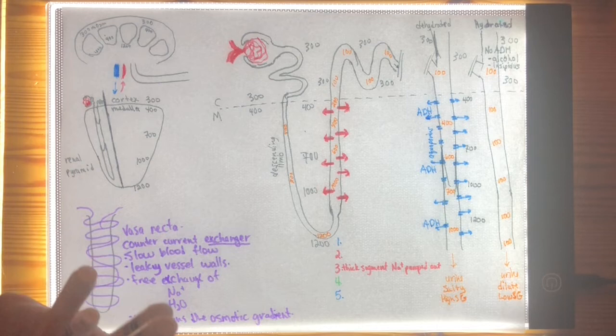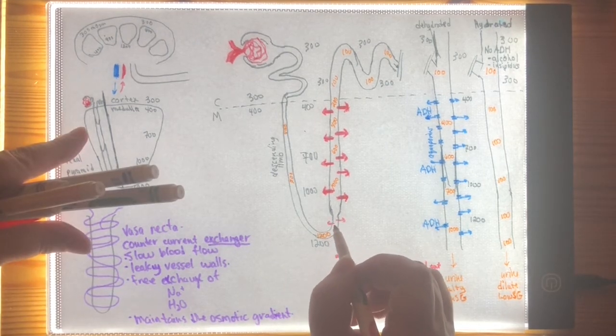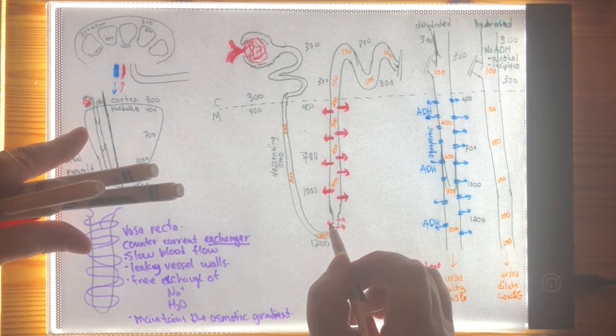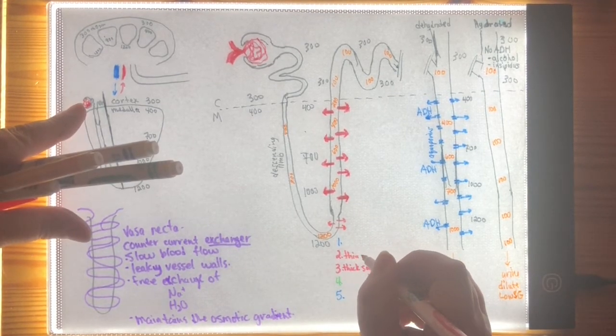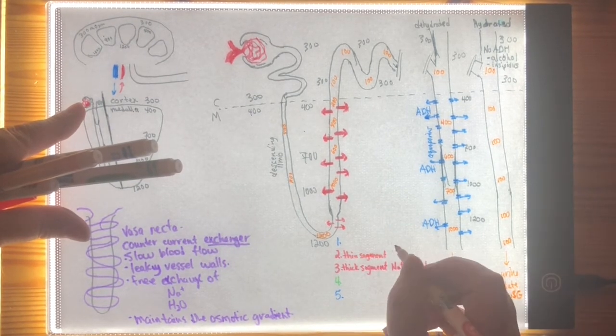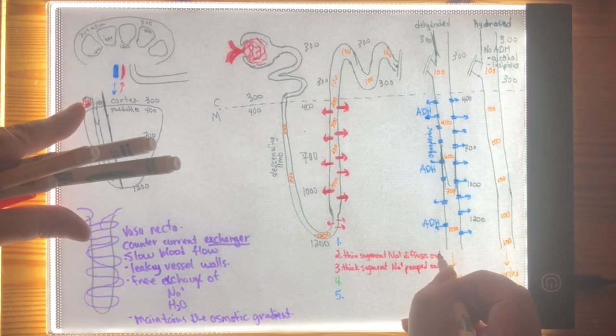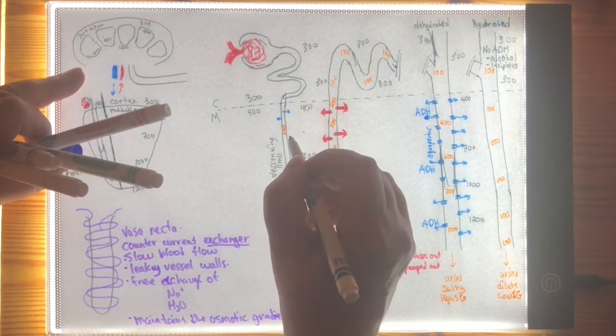But step 2 is the thin segment. What happens in the thin segment, just that small part, the first part of the ascending limb, is that some of the sodium ions simply diffuse out as the filtrate becomes more and more dilute. As it rises up through the medulla, its surrounding interstitial fluid becomes less and less salty, so there's some amount of diffusion happening as this very salty filtrate begins to progress through that region.